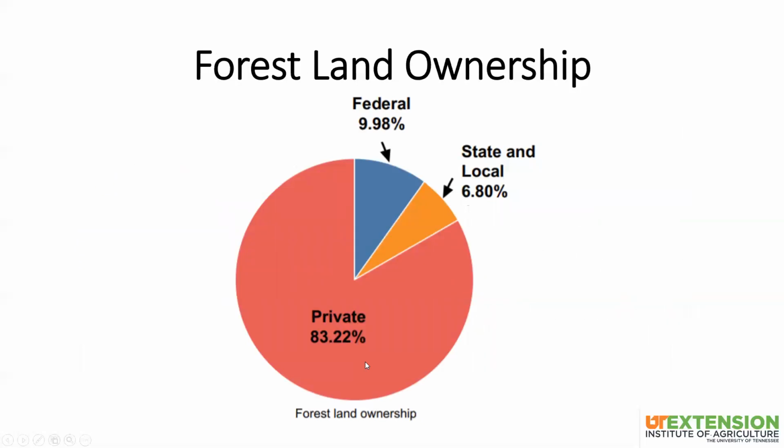So just a simple graph here, we can see that about 84% is private ownership, 10% federal, and then about 7% would be the local and state levels.